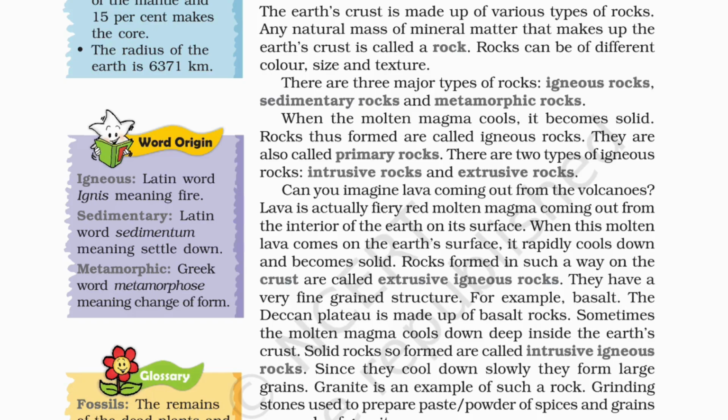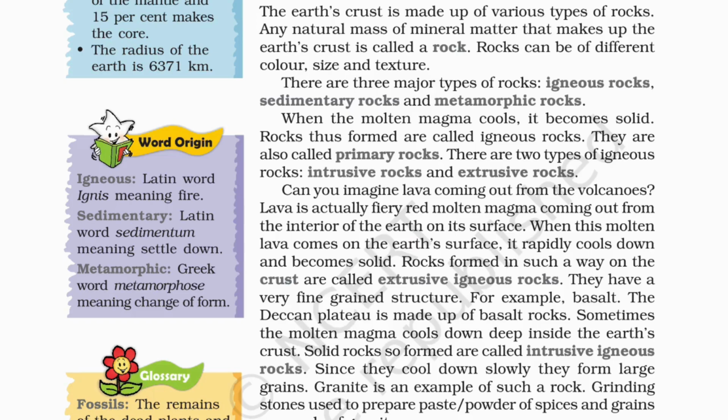Let's repeat it again. When molten magma cools, it becomes solid. Rocks thus formed are called igneous rocks. They are also called primary rocks. Now, there are two types of igneous rocks: intrusive rock and extrusive rock.